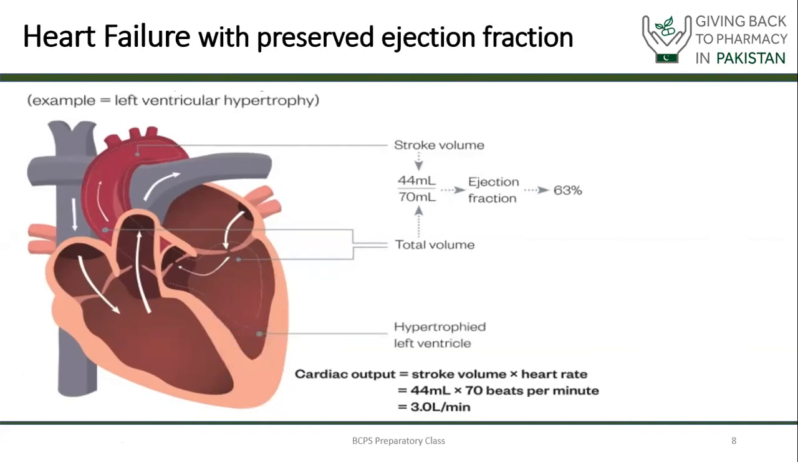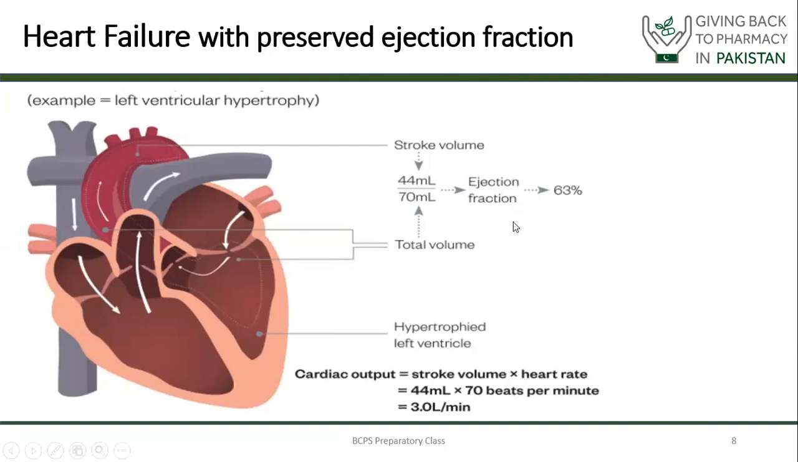On the other side, although the volume coming out of the heart is 44 ml, the total capacity has been reduced. The total capacity is 70 ml, when it should be 110 ml. And from that 70 ml, 54 ml is pumping out of the heart in every stroke.